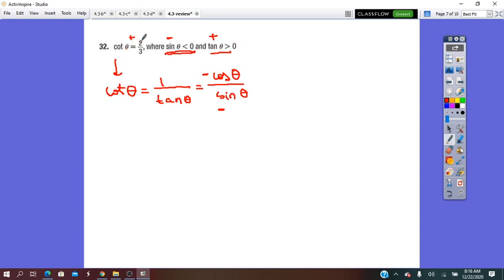So cotangent is given positive, and the tan is positive, and the sine is negative. To get a positive ratio, both the numerator and denominator have to be negative. So from here, we can conclude that cosine theta is less than 0. Then cotangent theta, as we said, is the reciprocal of tan, so it will be x over y, and this is given as 2 over 3.